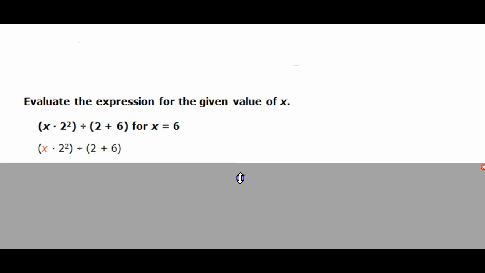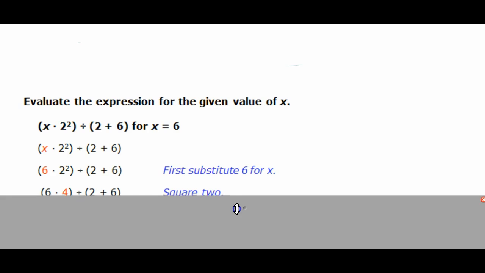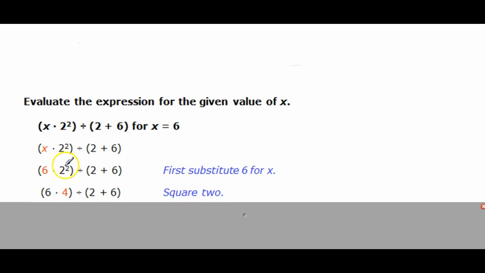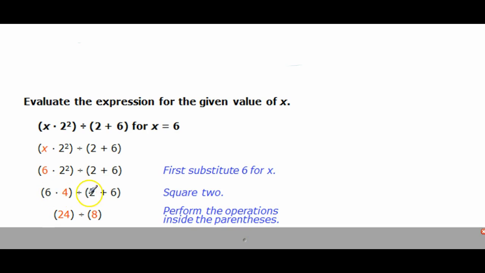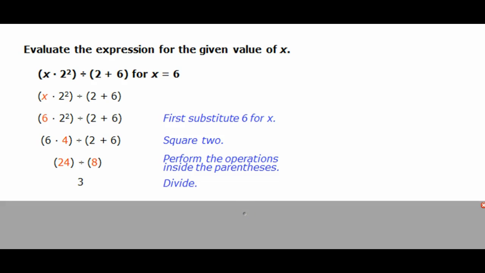Substitute the 6 in place of the x. Do what's inside the parentheses. Now inside the parentheses, we have exponents here, so I have to do that first. Then multiply it times the 6. Okay. So we finish what's inside the parentheses. 6 times 4 is 24. 2 plus 6 is 8. And now we finish this up by doing division, and we get a 3. Okay? And we'll work more on this in class.